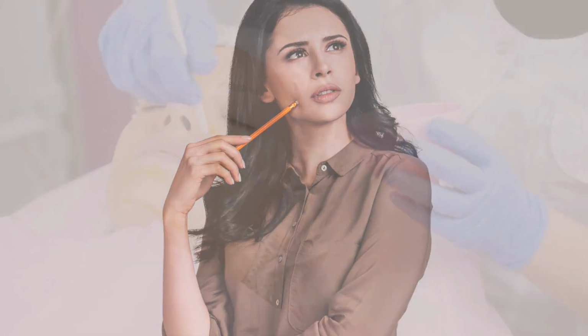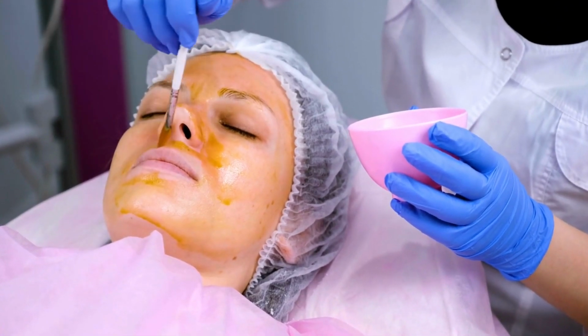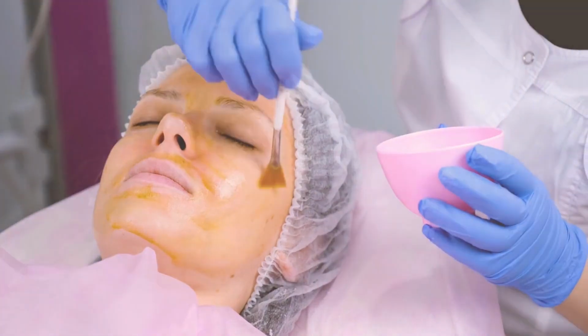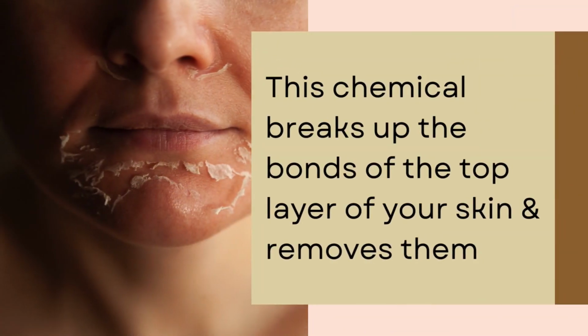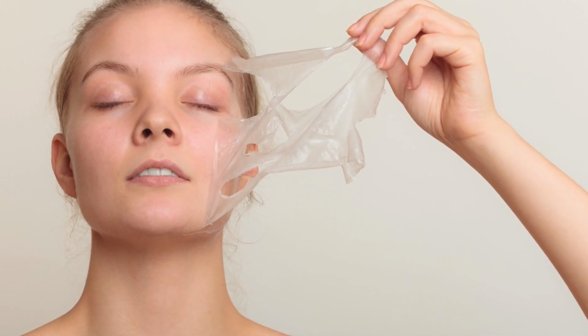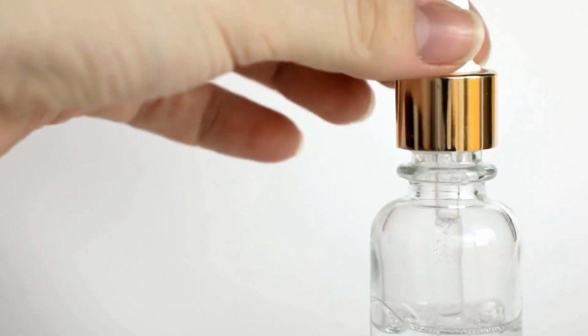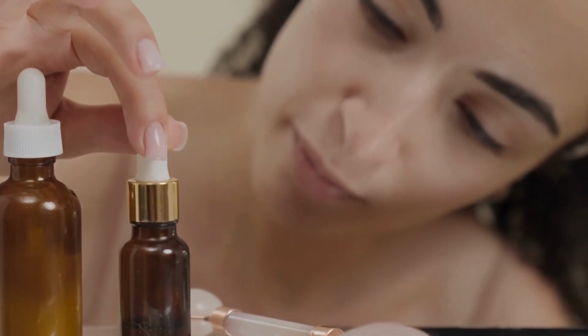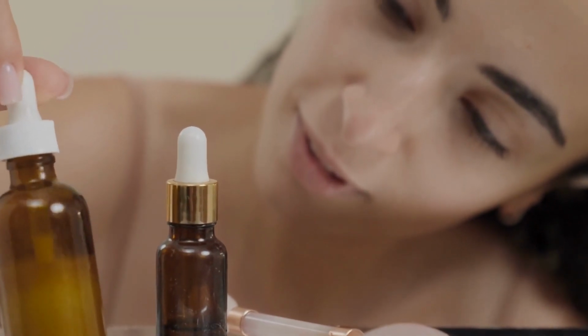So what are chemical peels? Chemical peels are procedures that are done by applying a layer of a specific kind of chemical solution onto your skin. This chemical breaks up the bonds that hold your skin cells together in the top layers of the skin and removes them. So what you're doing is chemically exfoliating your skin. Now, the chemicals that are used for chemical peels are usually strong concentrations of acids and active ingredients. We'll cover these more in detail when we talk about the types of chemical peels later in this video.